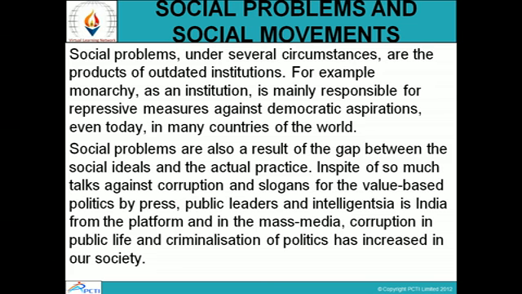In spite of so much talk against corruption and slogans for value-based politics by the press, public leaders and intelligentsia in India from the platform and in the mass media, corruption in public life and criminalization of politics has increased in our society.